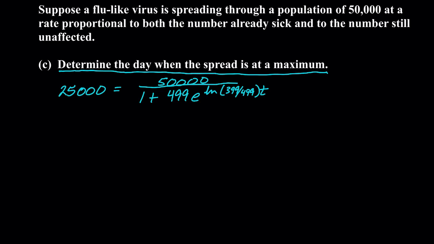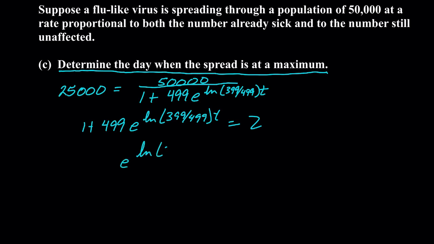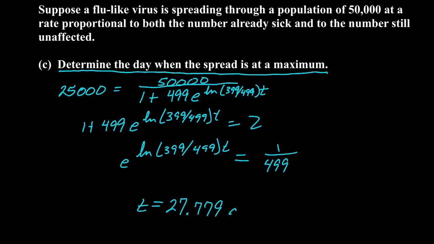All right, so solving for t, we're going to end up with 1 plus 499 e to the natural log is equal to 2. And then subtracting 1 and then dividing by 499 gives us 1 over 499. Take the natural log of both sides, and then dividing, you're going to end up with t is equal to 27.779 days.